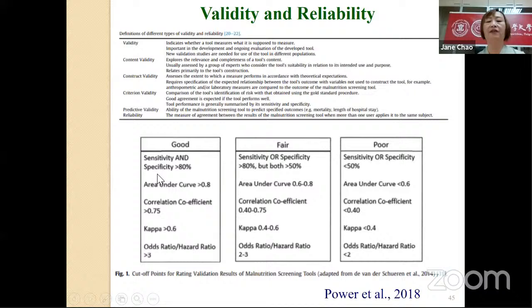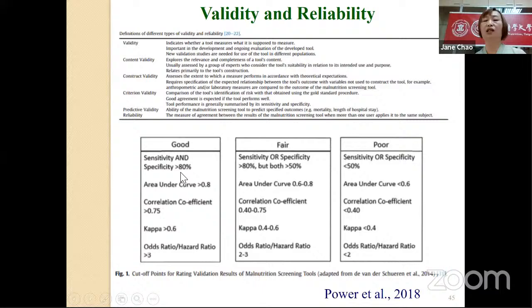If both are high, more than 80%, we say good validity. If only one of the parameters, sensitivity or specificity, is high, or both are above 50%, we call it fair validity. If sensitivity or specificity is less than 50%, we call it poor validity. So if you want to develop a tool, we expect you to have good validity. That means both sensitivity and specificity should be higher than 80%.